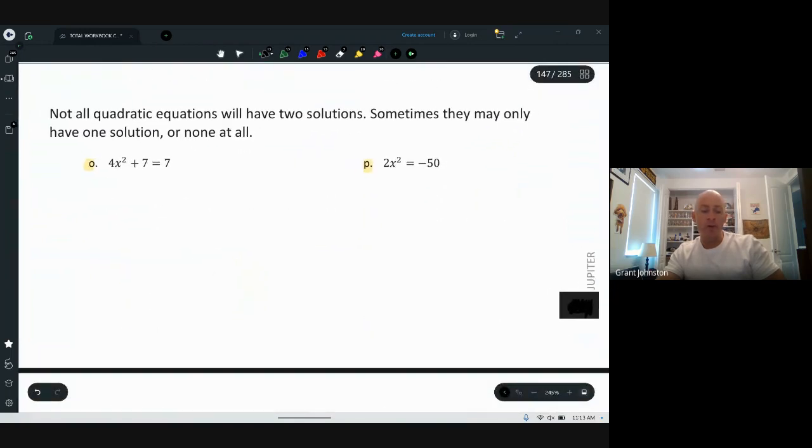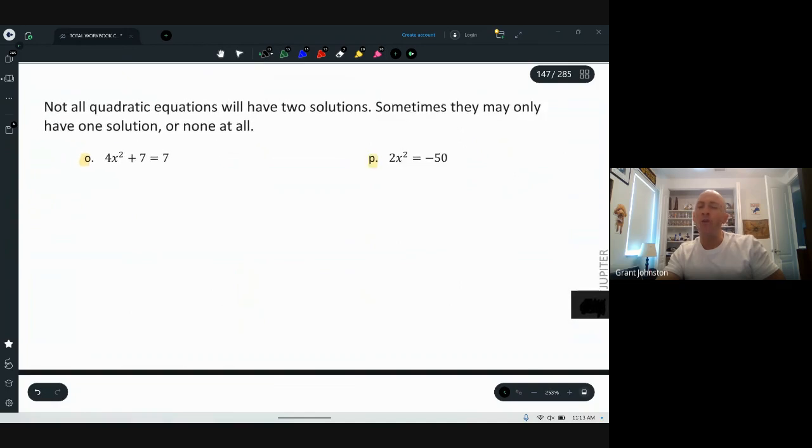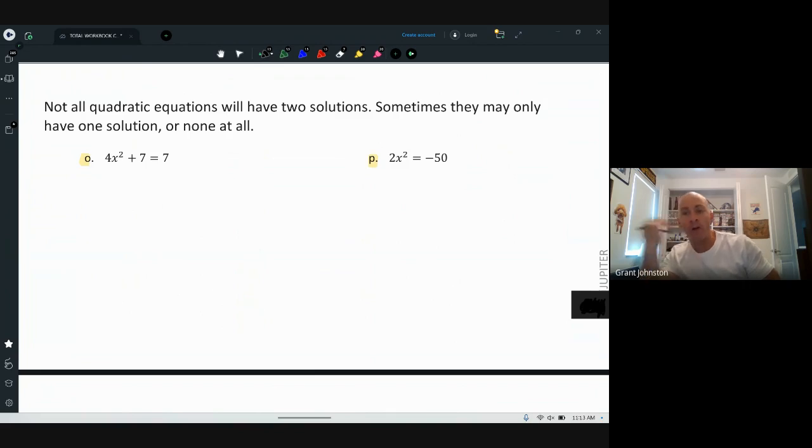It says not all quadratic equations will have two solutions. Like all those ones up there have two solutions, right? We have the positive solution and the negative solution. It says sometimes they may only have one solution or none at all. So just let me show you here.